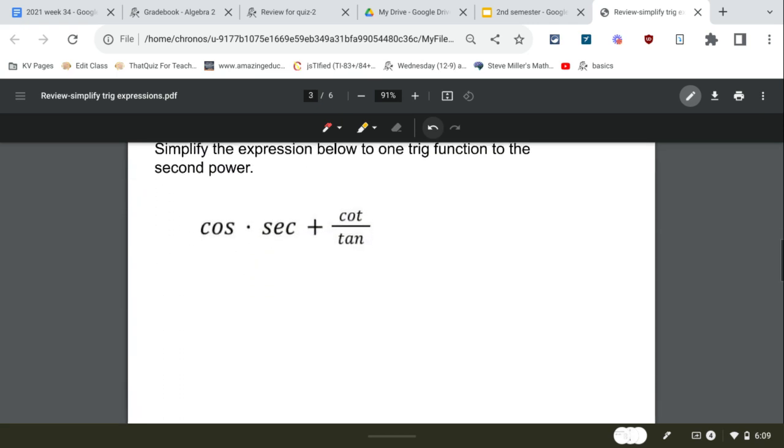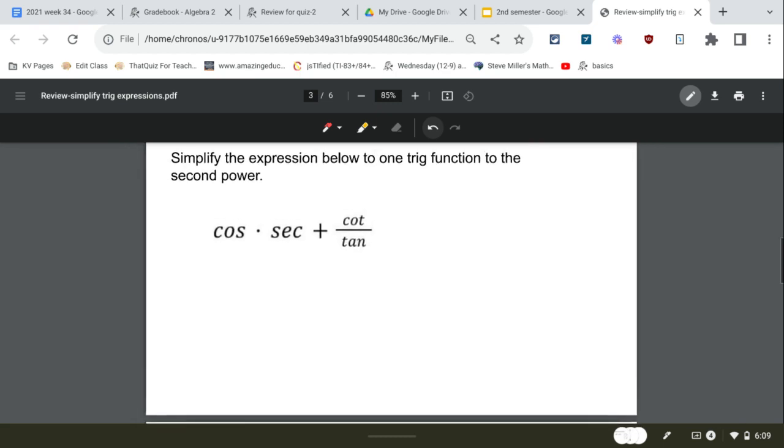All right, we'll do one more here. Simplify the trig expression to just one trig function to the second power. So our answer is going to be something like sine squared or cosine squared, just something to the second power, one trig function. All right, notice that cosine times secant, those are reciprocals of each other, so you just get 1.